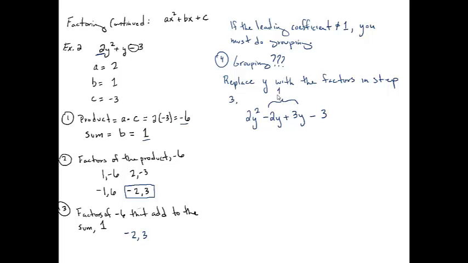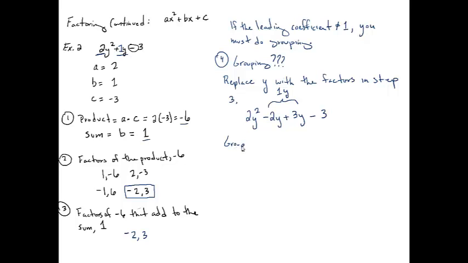This piece used to be the same as 1y. Refer back to the original problem. This is 1y. Instead of writing 1y, now you write negative 2y plus 3y. Great. The next step is to group the first two terms together and group the last two terms together.